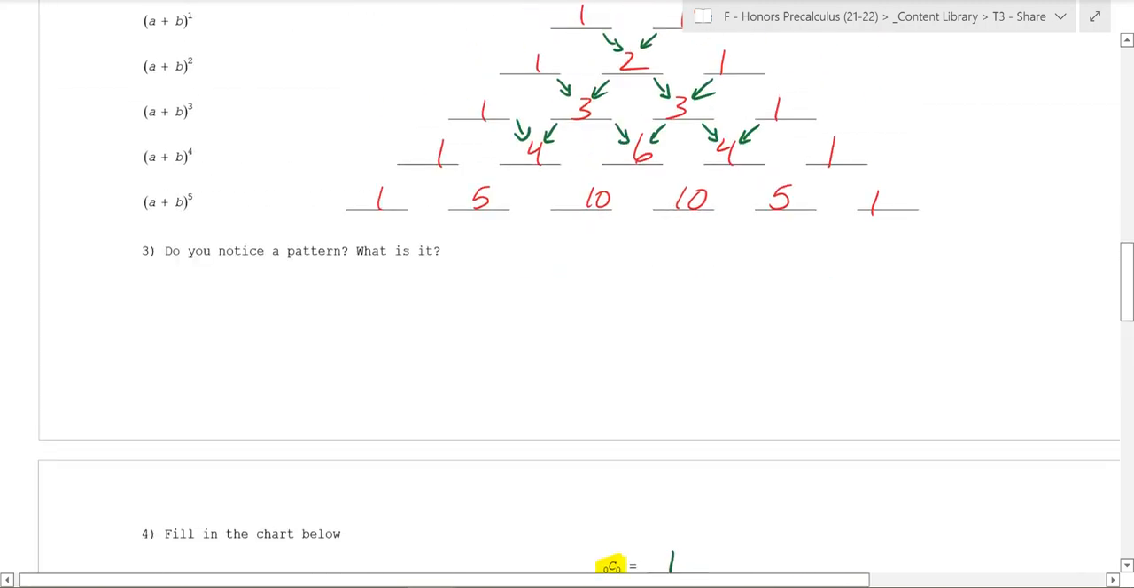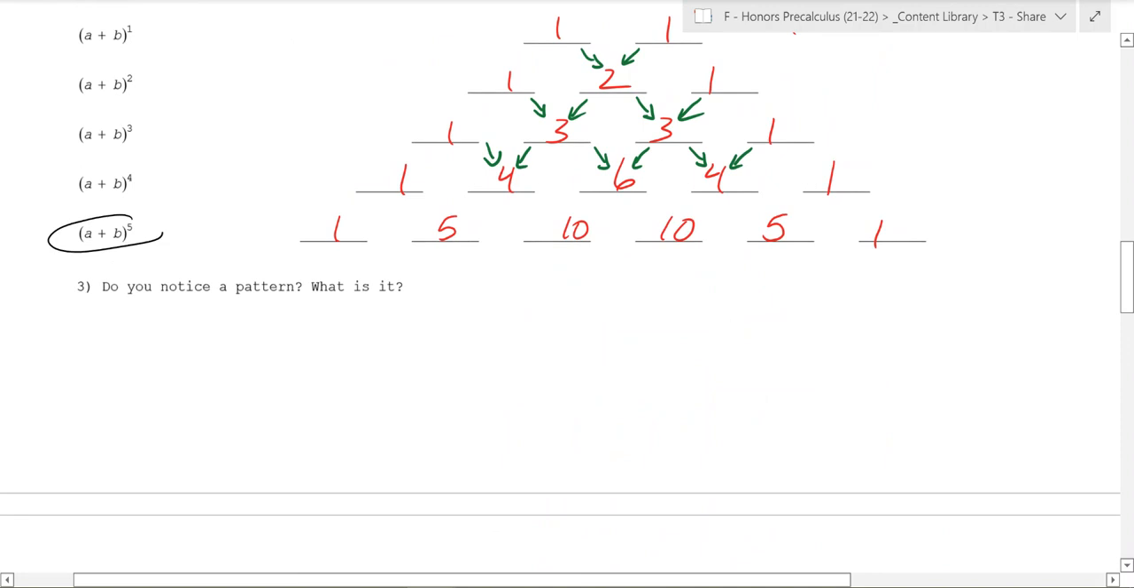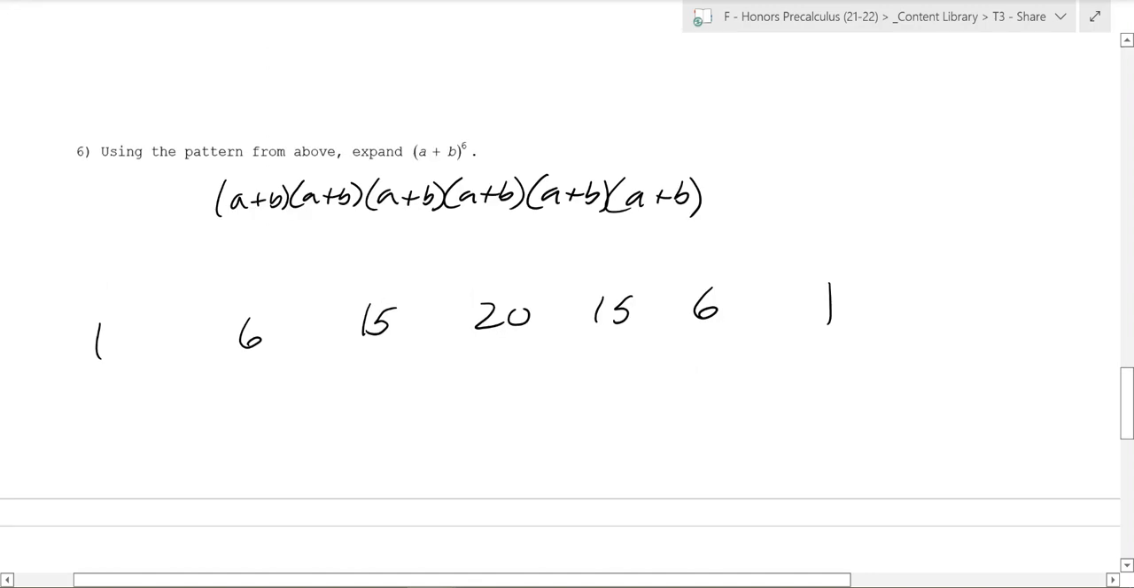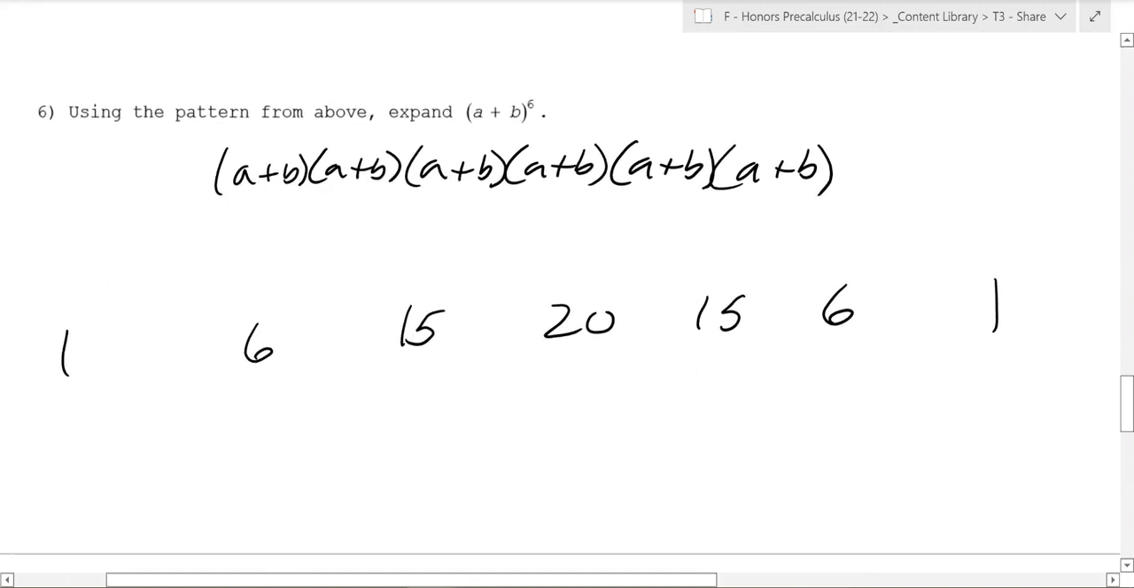So we go back up here if you want to see it. Here is (a plus b) to the 5th. To the 6th, you'd have to write out the next row. So it'd be 1, 6, 15, 20, 15, 6, 1. And that's what these coefficients are right here. So we have the coefficients we want. So what order are they in?